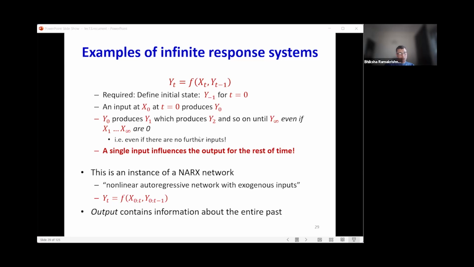Now, this sort of network is what's called a NARX network, or nonlinear autoregressive network with exogenous inputs. Now, why is it autoregressive? The term autoregressive refers to the fact that the output at time t-1 is fed back to compute the output at time t. So the outputs are regressing on themselves.